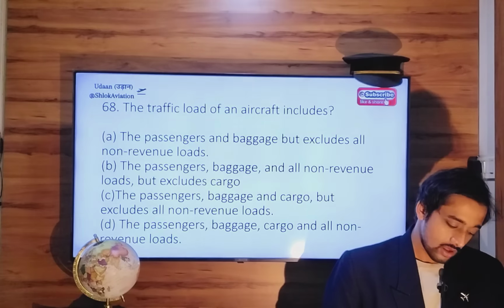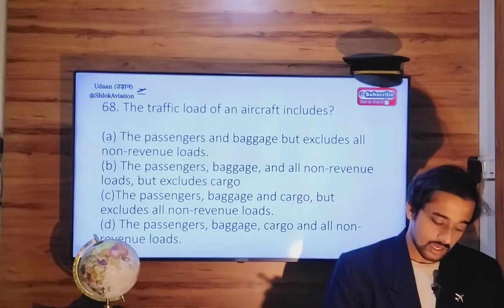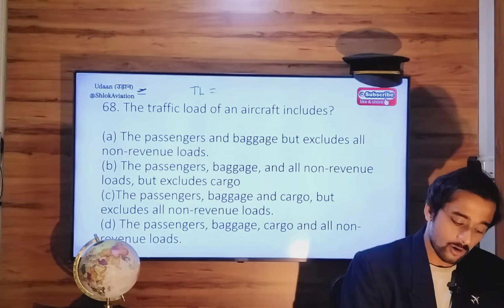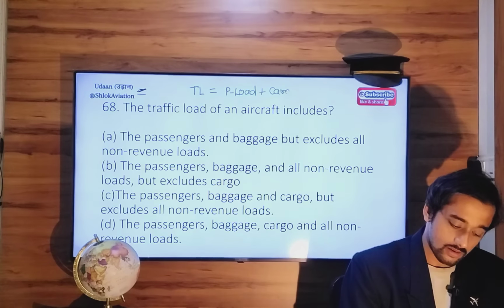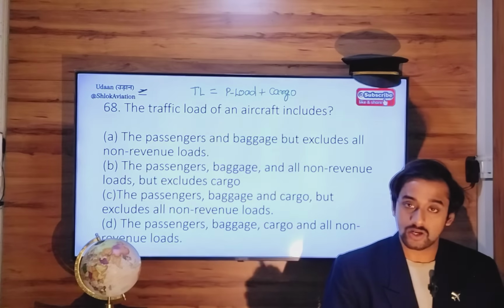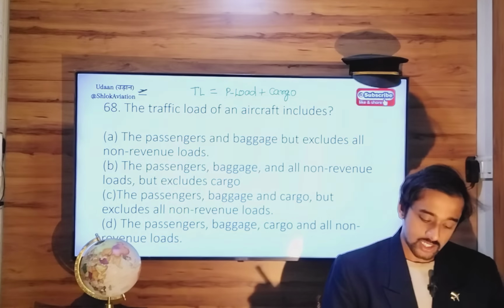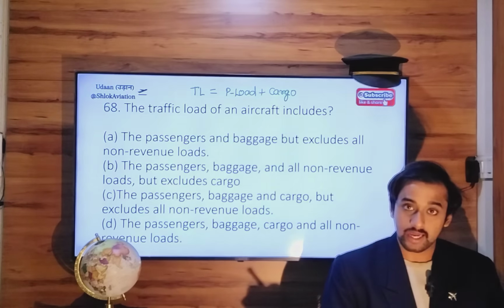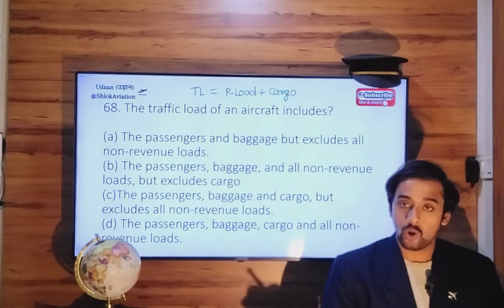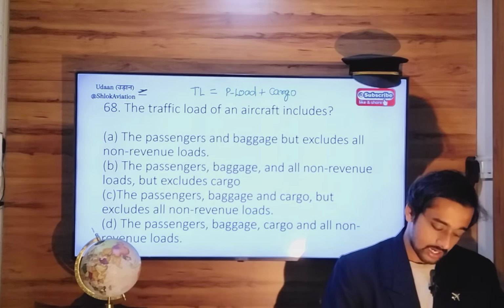Next, question number 68. What all does the traffic load of an aircraft include? Now your payload is the load of your passengers plus cargo. Option A states passengers, baggage, but excludes all non-revenue loads. Option B: passengers, baggage, all non-revenue loads but excludes cargo. Option C: passengers, baggage and cargo but excludes all non-revenue loads. Option D: passengers, baggage, cargo and all non-revenue loads. So option delta is the correct option.